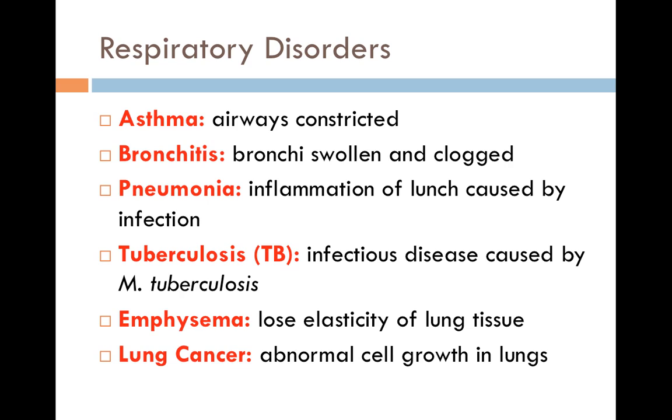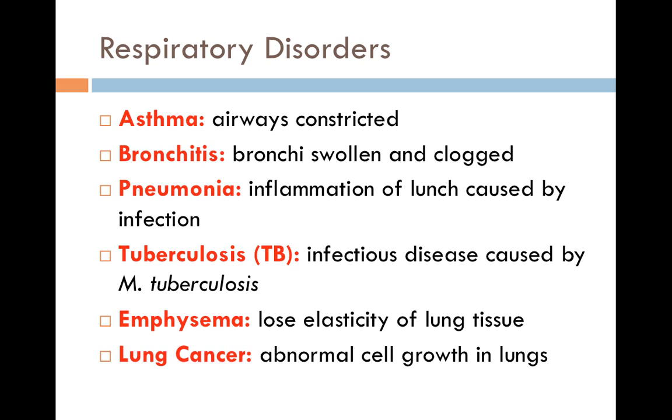Bronchitis is when your bronchi are swollen and clogged, usually by an infection. You usually need antibiotics to get rid of that. It's actually infected. Pneumonia is inflammation of the lungs caused by an infection. Tuberculosis is an infectious disease caused by a bacterium. There was a huge outbreak of TB in this country, which killed a lot of people, mostly kids.